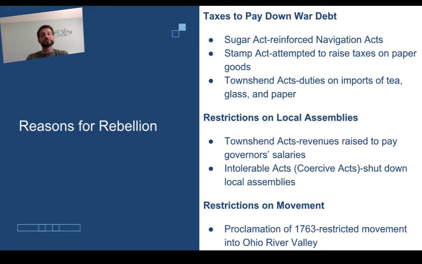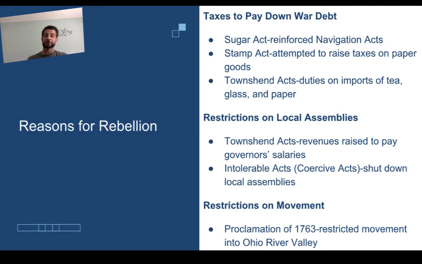And then there were restrictions on movements for Americans. So this goes back to dealing with Native American allies. The Proclamation of 1763, after the French and Indian War, did not allow American colonists to move into the Ohio River Valley because the British wanted to protect the areas of their Native American allies.